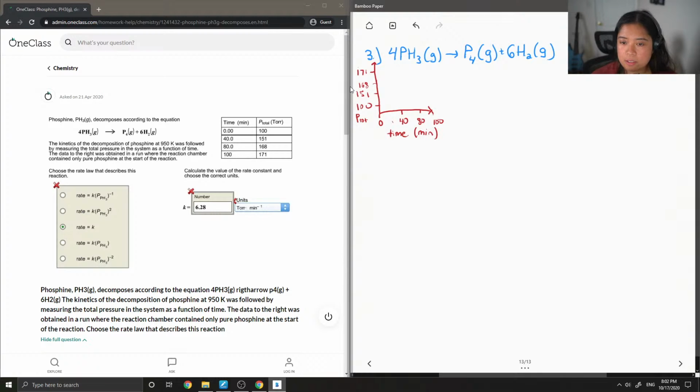And then if I were to plot these values, so 0 and 100, 40, 151, 80, 168, we can see that there is a linear expression that occurs. And when you have a straight line going up, this means this is a first order reaction. If we're looking at the rate, first order rate.